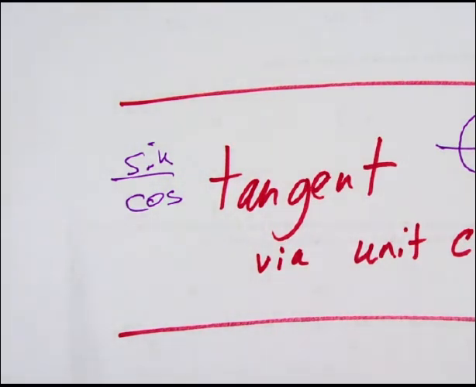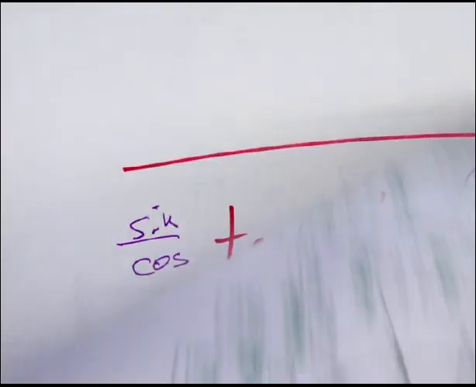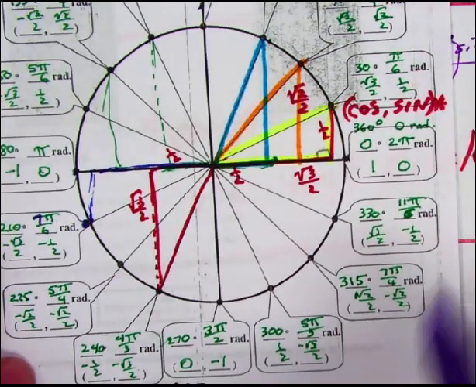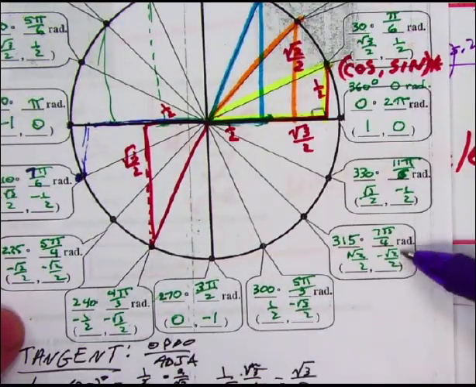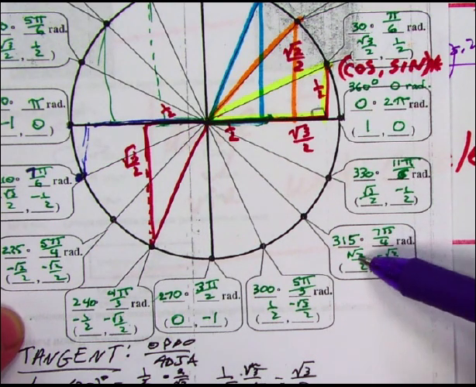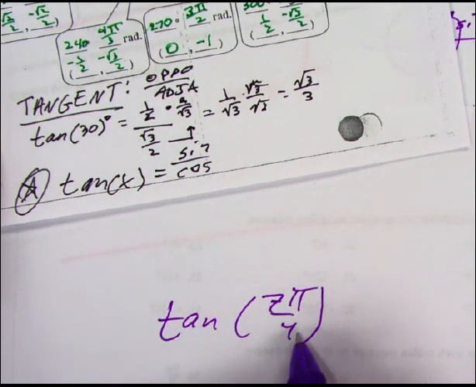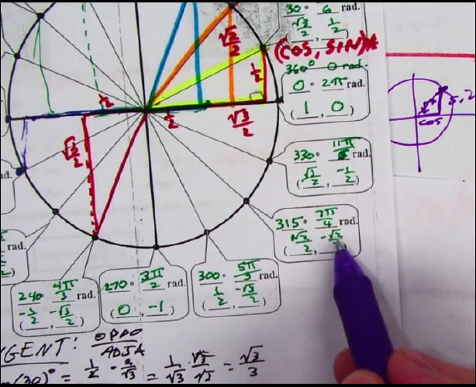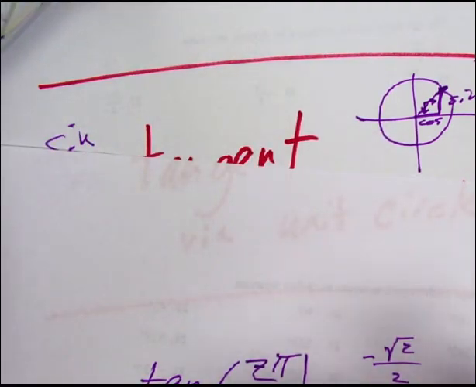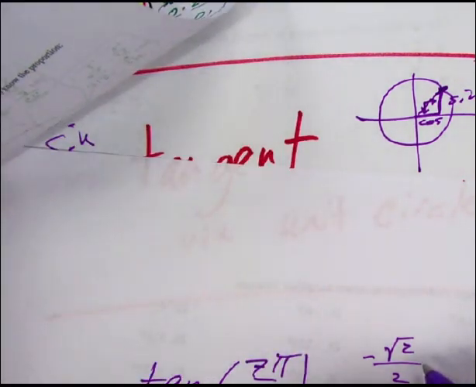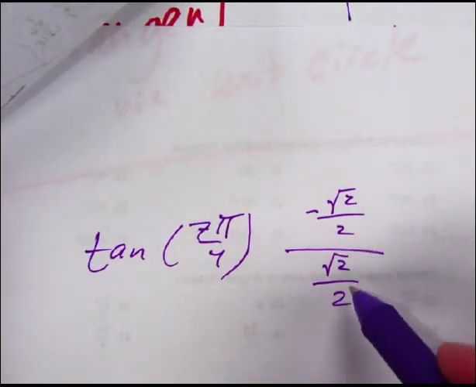So if we want to do some on the unit circle, if I take a look at my unit circle here and I want to do some tangents, let's say I want to do this one down here, tangent of 7 pi over 4. Well, I just take the sine over the cosine. So that's going to be negative square root of 2 over 2 over square root of 2 over 2, because this was the sine at that value, and this is the cosine at that value, and I just divide them.